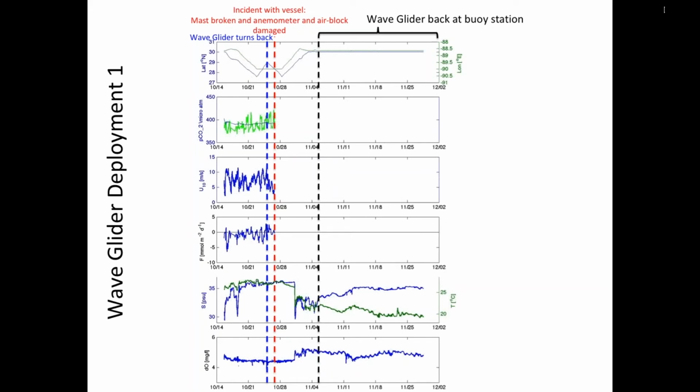But if you look at the top panel, it is latitude in blue and longitude in green. As the glider moves down along the green line, it's moving to the west. As it's moving down along the blue line, it's moving to the south. So you can see it going southwest and then north, and back south again, and then back to the buoy.